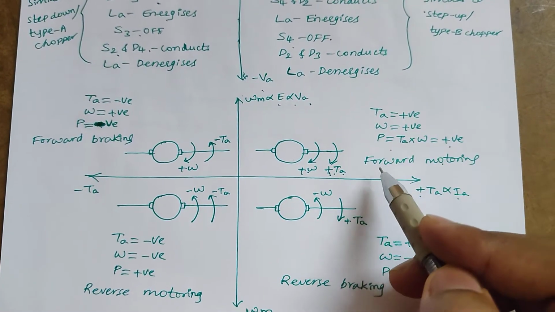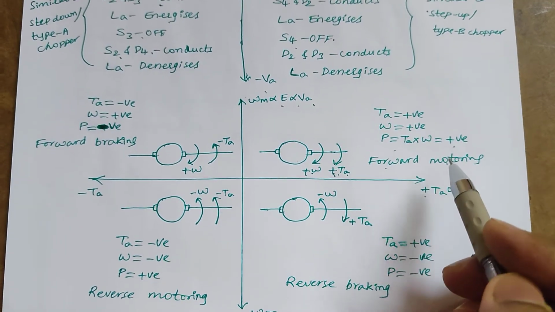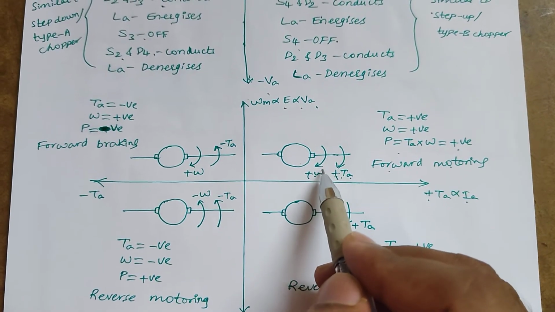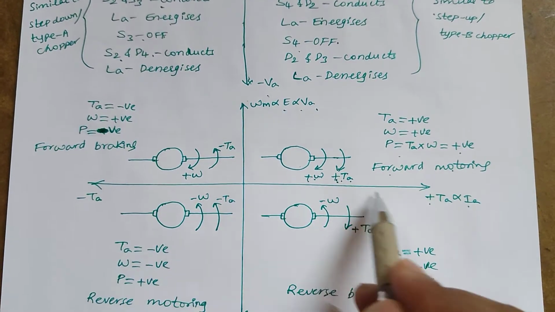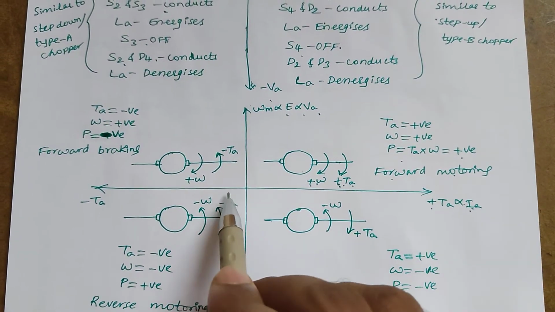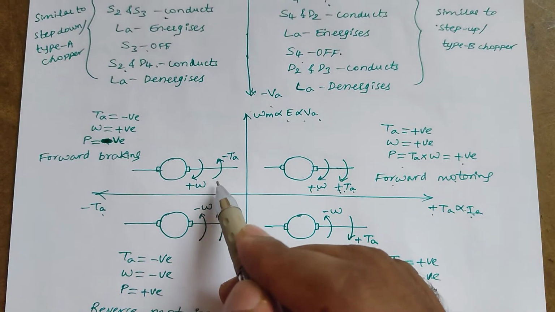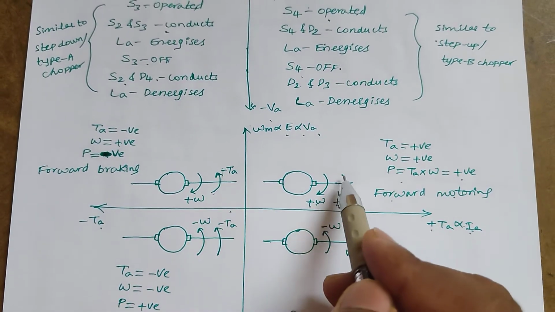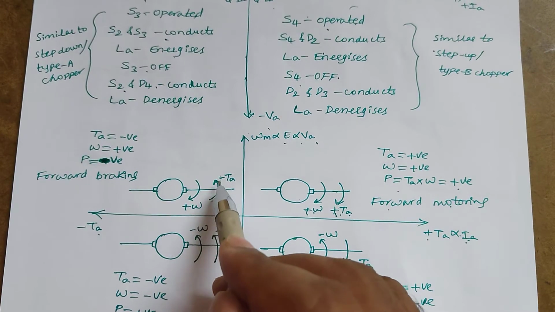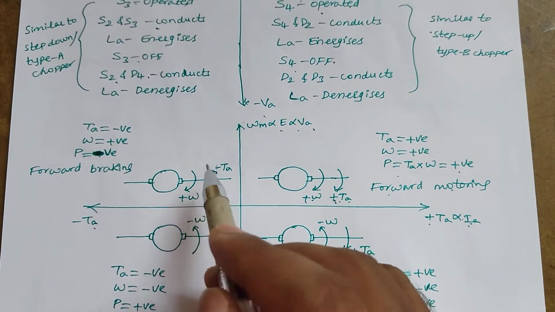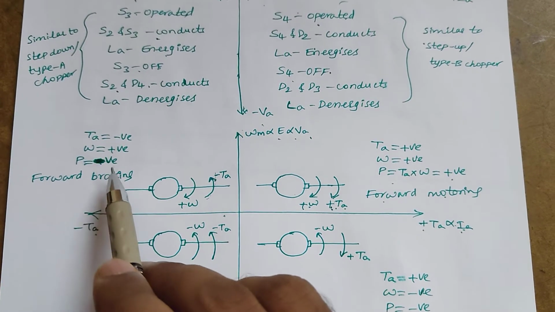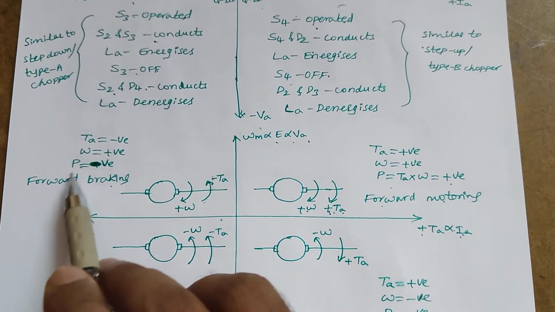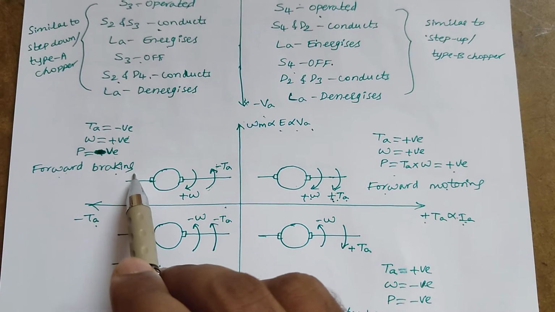As speed is positive, that is the forward motoring mode. If it enters the braking mode by reversing its armature current, the torque becomes negative, so it is opposite to the assumed or conventional rotation. By reversing this torque direction, your power will become negative, right? When power is negative, it enters the braking mode. With positive speed, that is the forward braking mode.